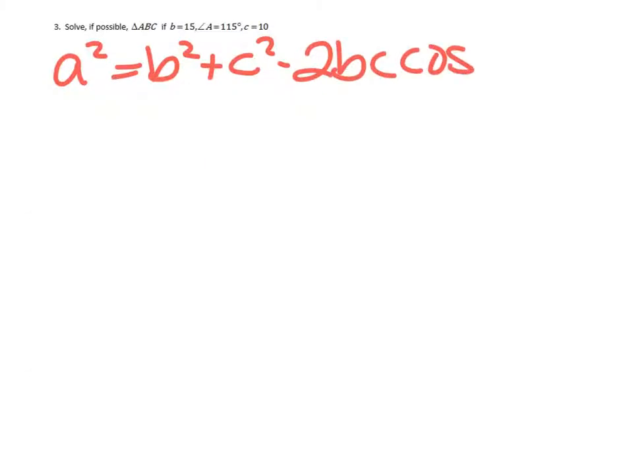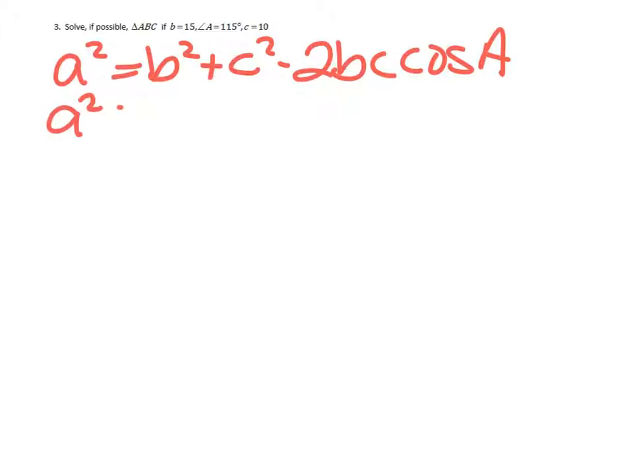Number 3, solve if possible triangle ABC if b equals 15, angle A equals 115, c equals 10. And obviously, since we have angle A, we're going to have to use the a squared in the beginning. We're just doing a lot of plugging and chugging things in. We'll do more word problems on your homework.